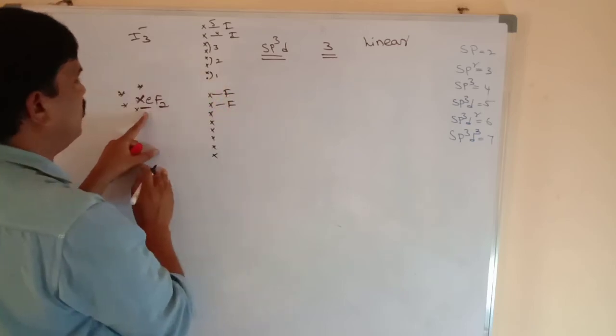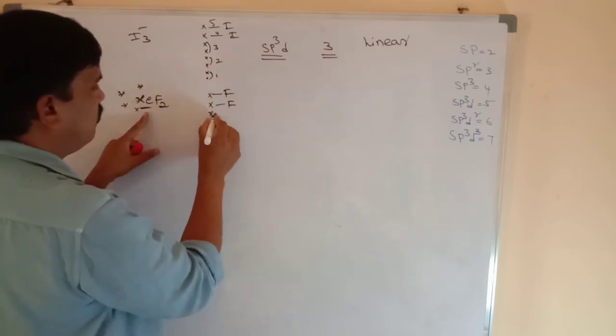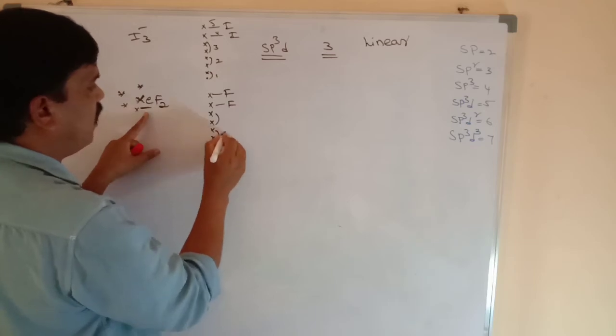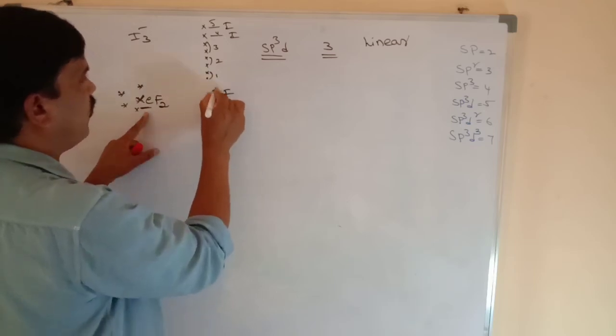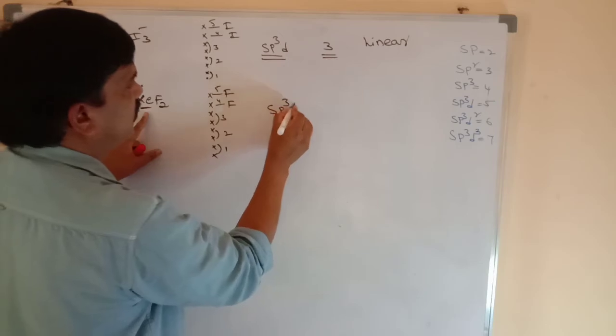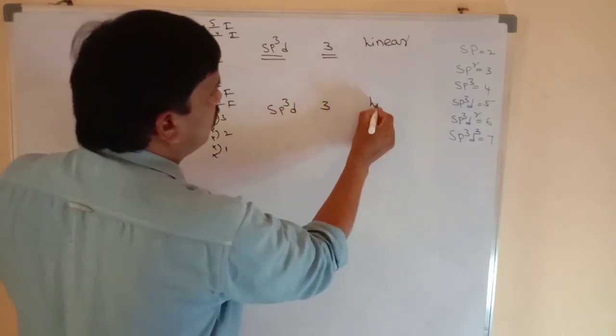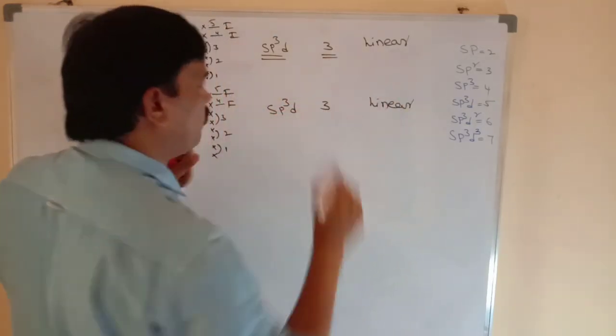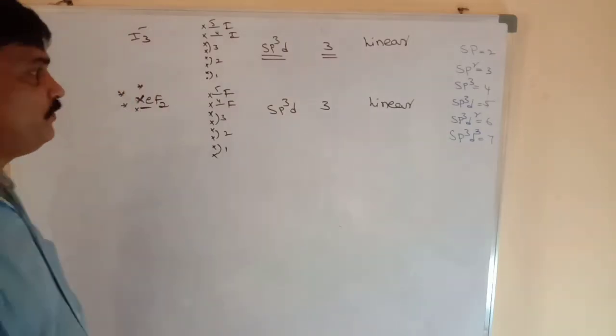So 2 fluorines are there, always bonding with a single bond. The remaining dots are for pairing: 1, 2, 3, 4, 5. Again sp3d. How many lone pairs are there? 3 lone pairs are there. The shape of the molecule is linear.